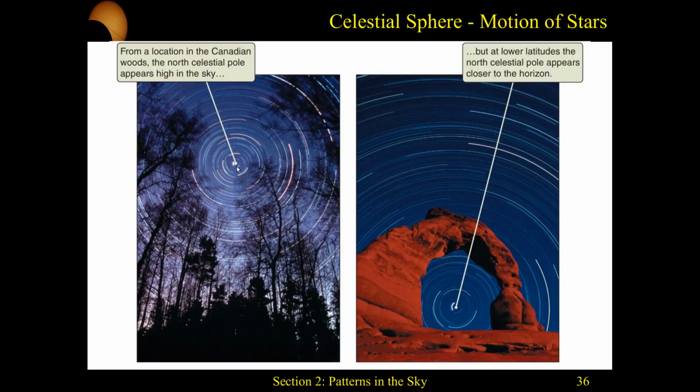If you're up in northern Canada, this is a time-lapse photo, and we see the stars going around the northern star. And if you go to a lower latitude, you take the northern star and you bring it closer and closer to your horizon, and we see stars rise, set, and others circumpolar.